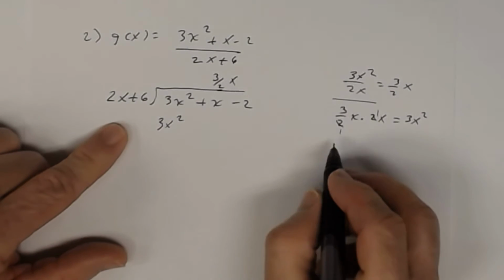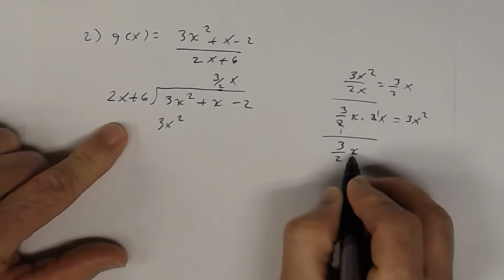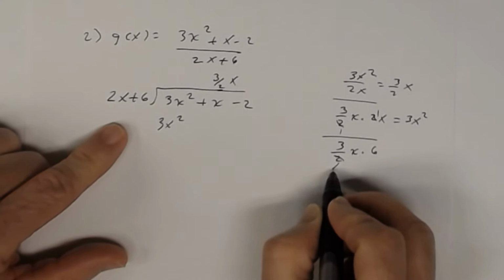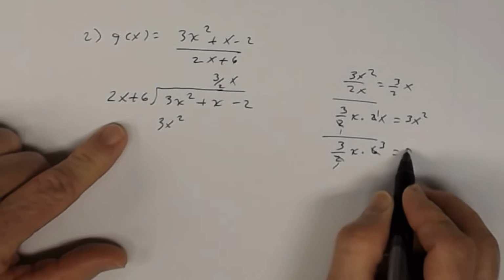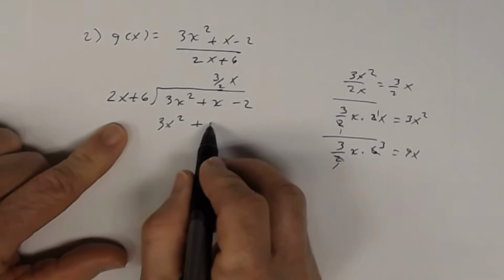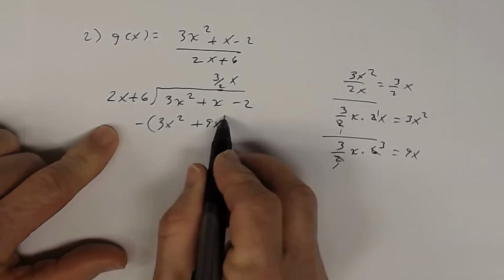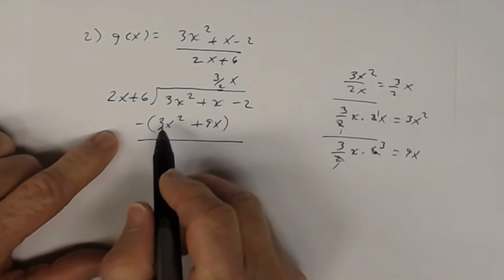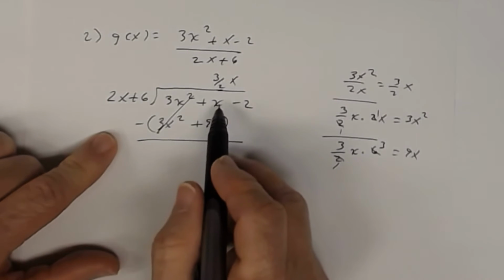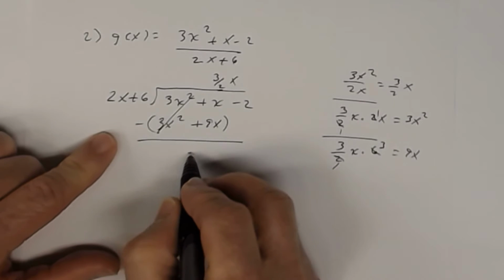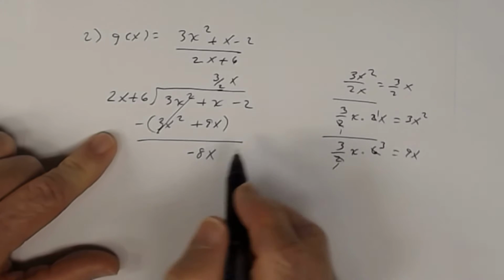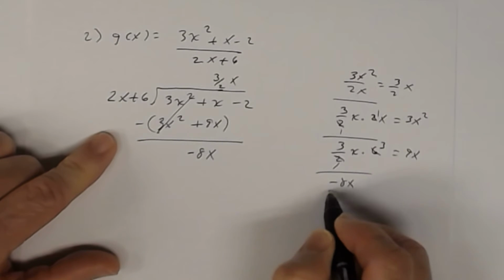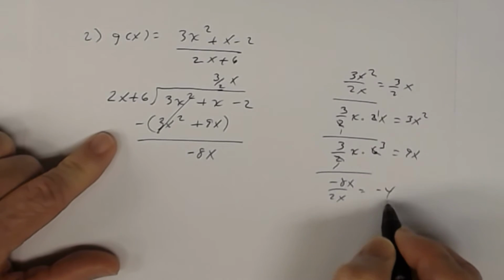3/2 x times 6. 2 and a 2 is 1. 2 and a 6 is 3. 3x times 3 is 9x. So that's plus 9x. And then you subtract. When I subtract, 3x squared minus itself is 0. X minus 9x is a negative 8x. Then you divide. Negative 8x divided by 2x is negative 4.